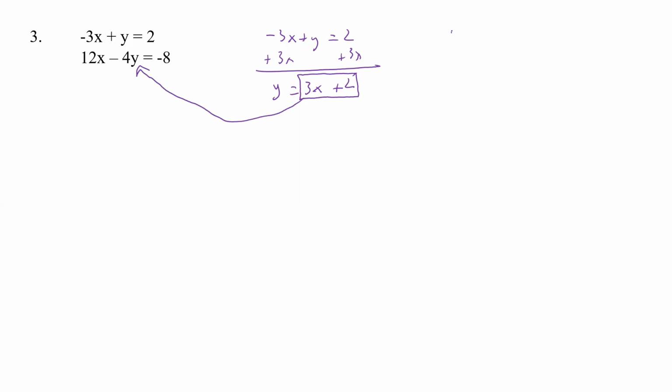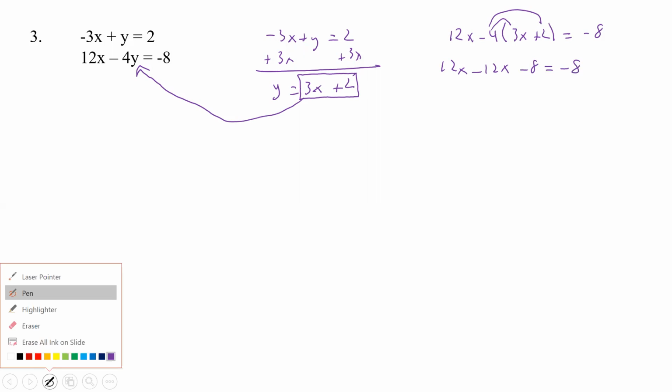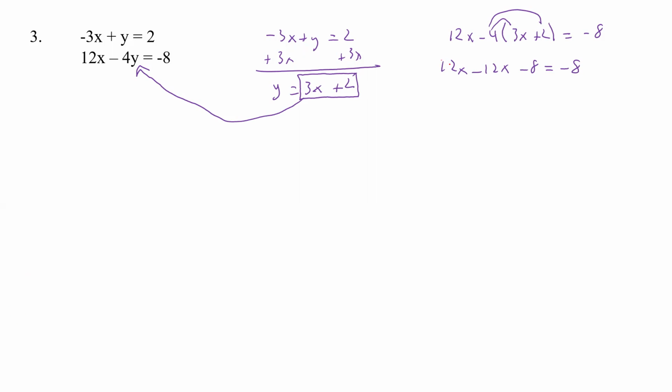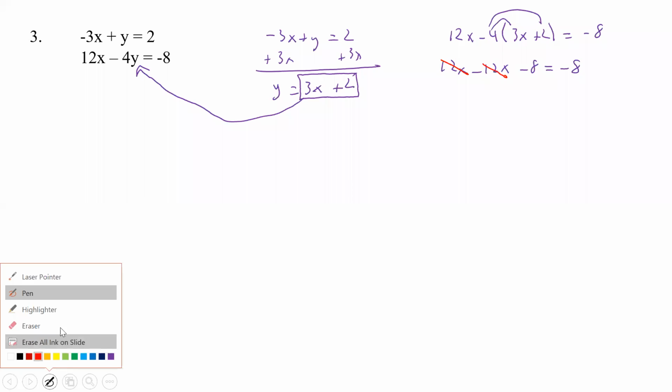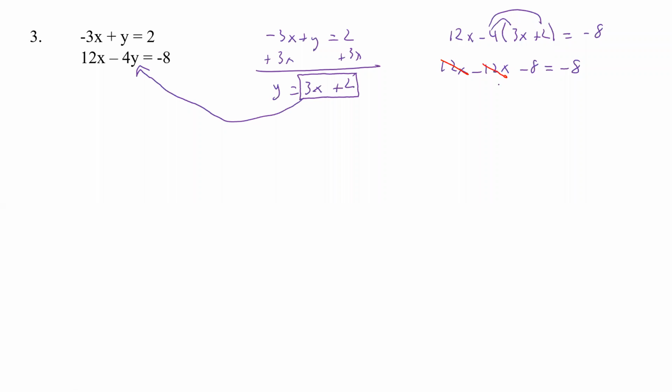Now that means this time I'm going to plug this into here. And so I'll have 12x minus 4 times (3x plus 2) equals negative 8. Now remember, you have to distribute here. So I have 12x minus 8 equals minus 8. And guess what? Once again, we have our x's disappear, but this time we get something else to happen. This time we get negative 8 equals negative 8.